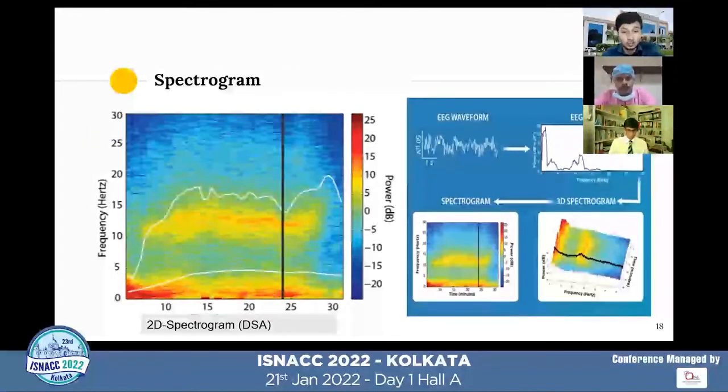Plotting a 3D spectrogram is difficult, so we have a 2D spectrogram. Here the difference is that the y-axis has frequency and the x-axis has time, and power is represented by color codes. Warmer colors mean higher power, and cooler colors mean lower power. In this spectrogram, we can see warmer red colors in the lower frequency range. Similarly, in the alpha range, warmer yellow and red colors are seen. So this is a density spectral array.